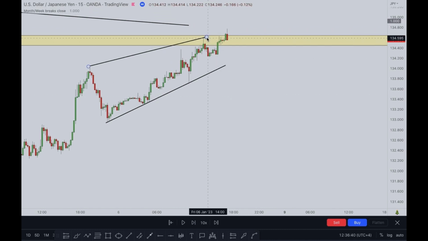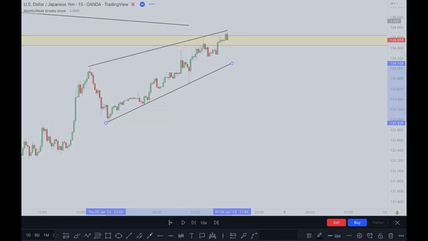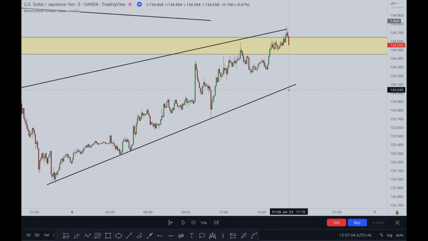So here we were in the area of value. This was my first touch, my second touch, and then I extended it. You can see this is my third touch, right? So I went on the 5 minutes time frame for an entry. This was on Friday. We had the NFP news coming in.